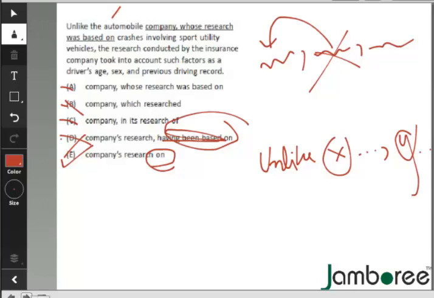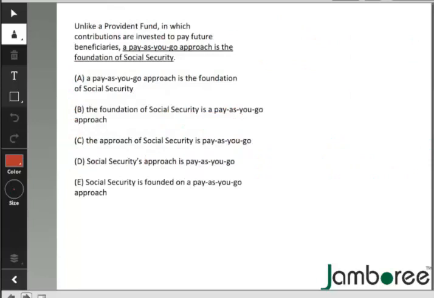Okay, so let's go to the next question. Again, comparatively easy, because at the very beginning of the sentence we have the word unlike, so you know what we have to do: unlike x, y. So let's find out what the x and y are. Unlike a provident fund, this is your x here, in which blah blah blah. This portion is just describing the provident fund, so let's not read it right now, this will just make our life more difficult.